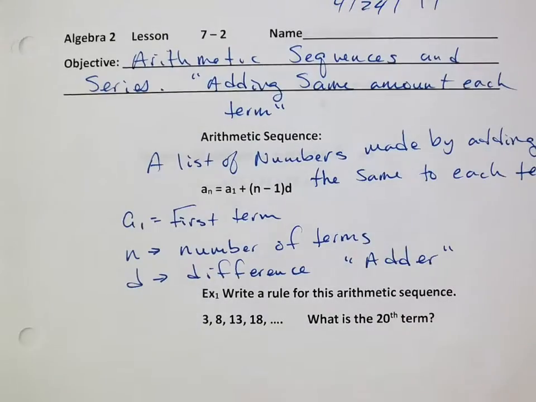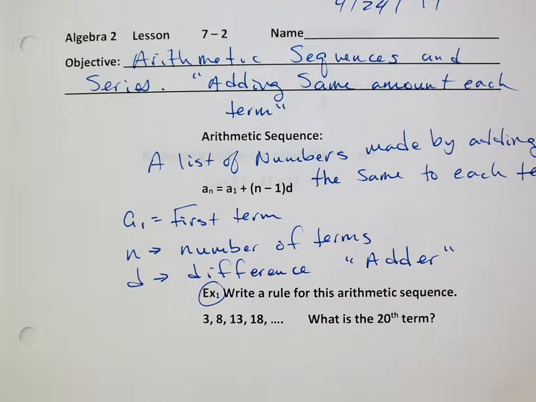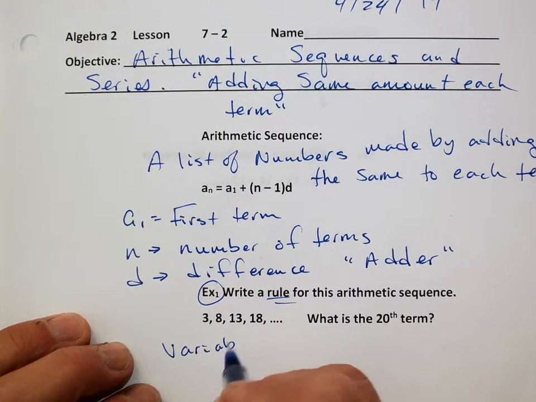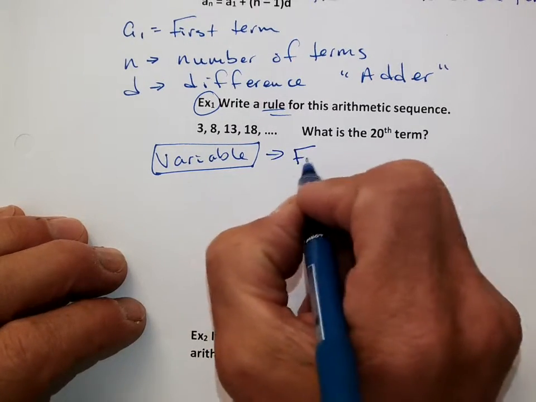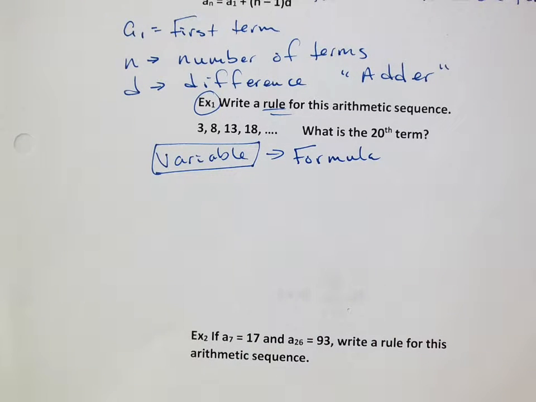Okay? All right, so now, example 1, write a rule. Whenever it says write a rule, we need a variable. When they say rule, what we're going to do is make an equation or a formula. And if we need a formula or an equation, we need a variable. For us, the variable is always going to be n. And the reason it's n is because then you could plug something into it, right? If I want to make the 10th term, I'd plug 10 into n. If I want to make the 100th term, I'd plug 100 into n. So n's a variable, okay?